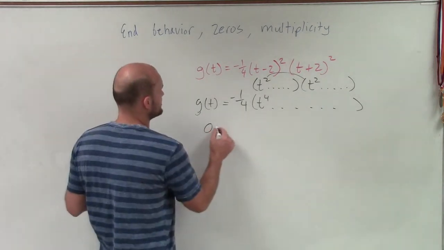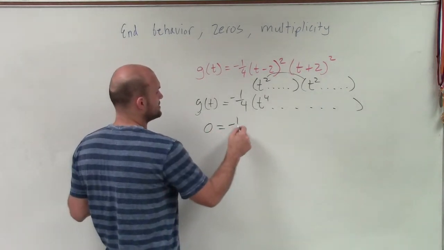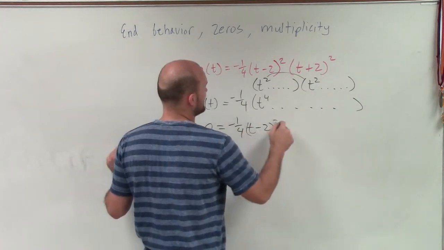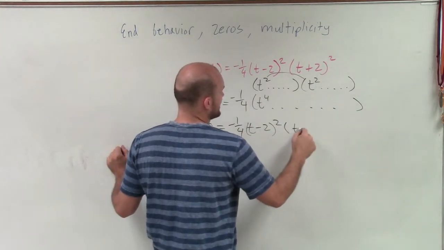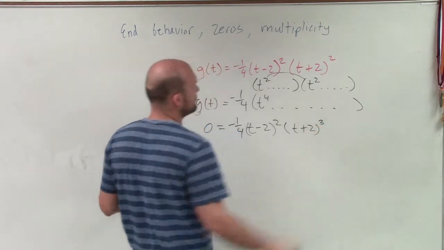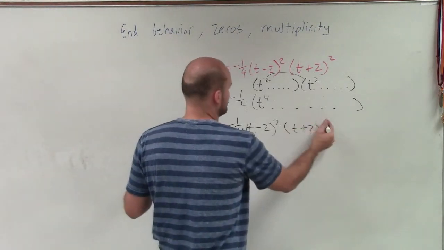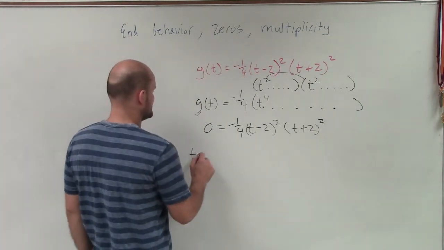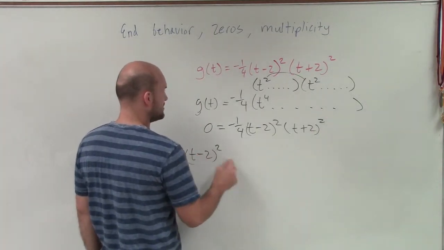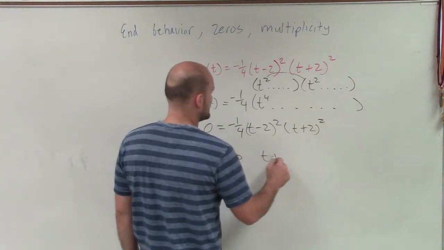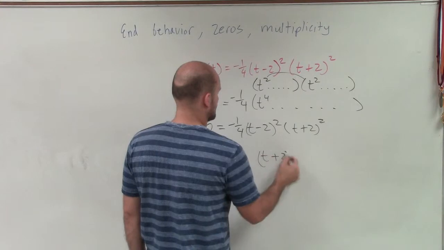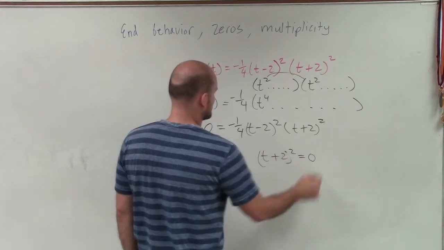Now, to find the zeros, I take my function and set it equal to 0, but I don't need to have everything multiplied out, because having it written as its factors has already done most of the work for me. Now I already have it as a product equal to 0. So I can say, I have (t - 2)^2 = 0, and (t + 2)^2 = 0.